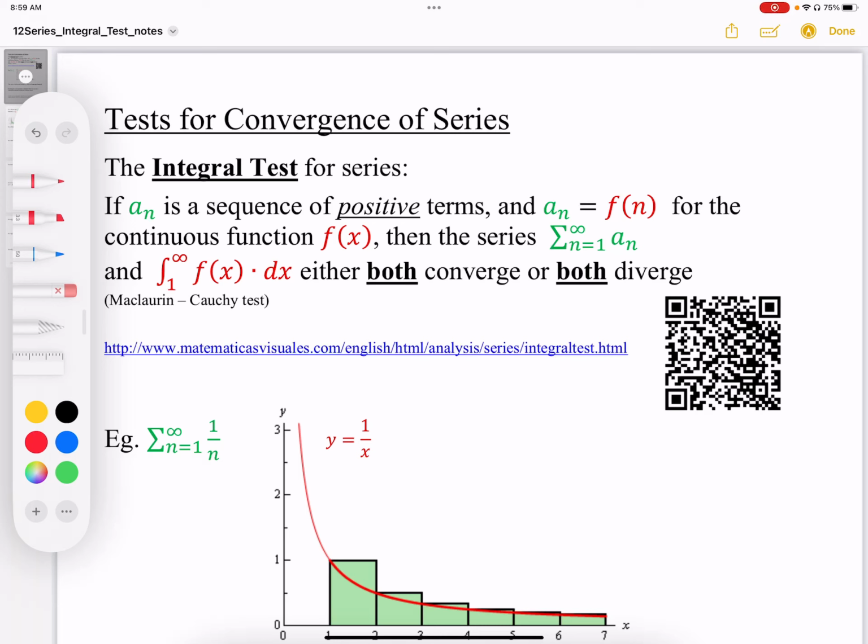We're going to introduce one more test for the convergence of series, remembering that the ratio test that we learned the other day is going to end up being our primary test. This test is called the integral test for series. And the way it works is this.